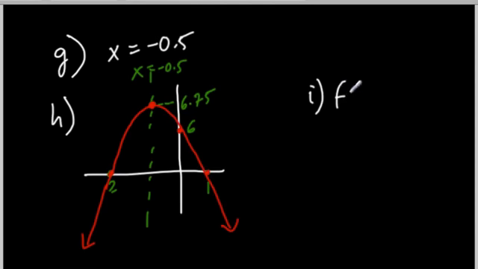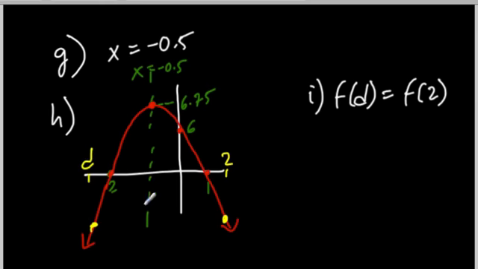I says find d such that f of d is equal to f of 2. So f of 2 is, so let's say here is 2. So here's f of 2. So the corresponding point has to be somewhere over here. It has to be on the same horizontal line. It's over there. So here's d. Okay. So how do we find d?